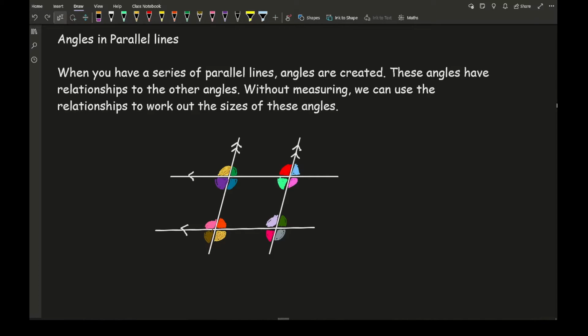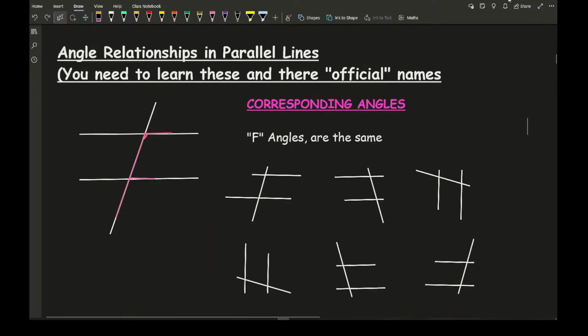A typical question would ask you to find out what each of those angles are when they give you one of the angles. So in terms of the angle relationships in parallel lines, it's really important that you learn the official names of these angles. Although the majority of the relationships will resemble certain letters, which is always useful to know when you're working out the actual answer, when you're explaining it, it is really important that you use the correct names of these types of angles.